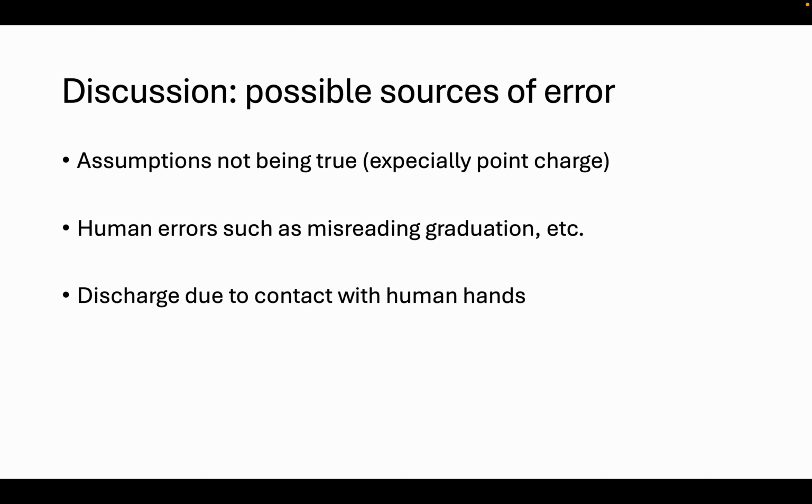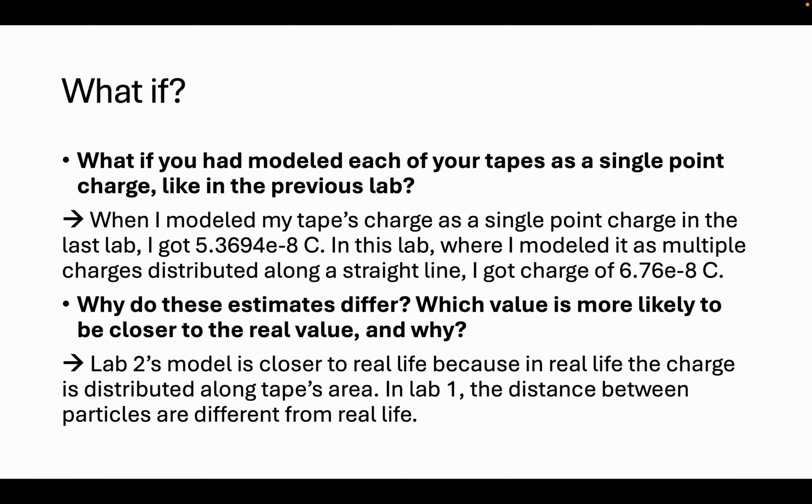What if you had modeled each of your tapes as a single point charge like in the previous lab? When I modeled my tape's charge as a single point charge in the last lab, I got 5.36 times 10 to the minus 8th power coulombs. In this lab, where I modeled it as multiple charges distributed along a straight line, I got a charge of 6.76 times 10 to the minus 8th power coulombs.